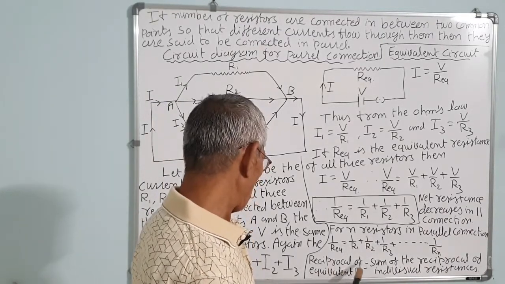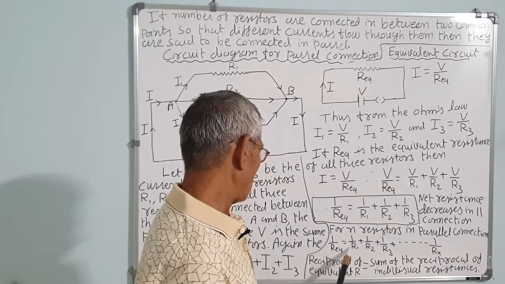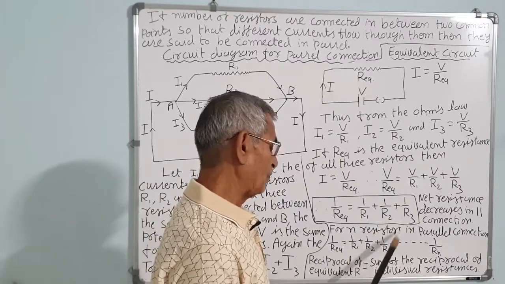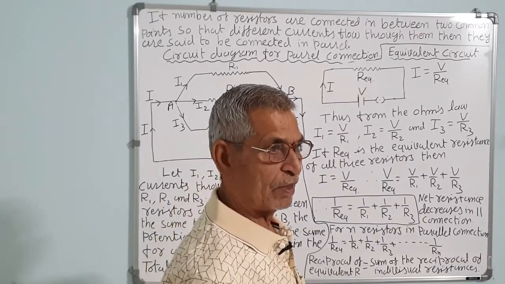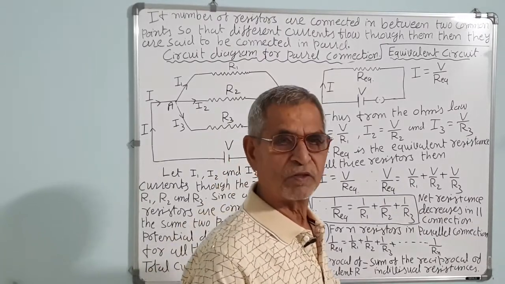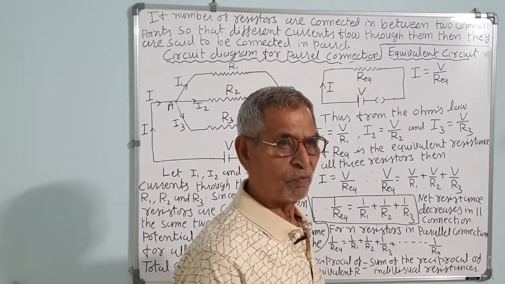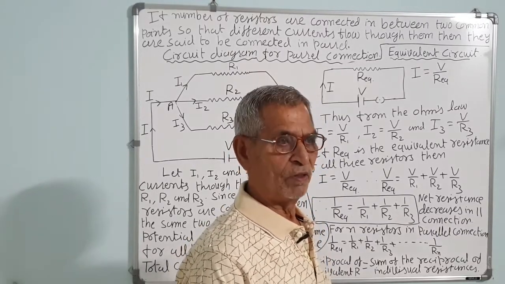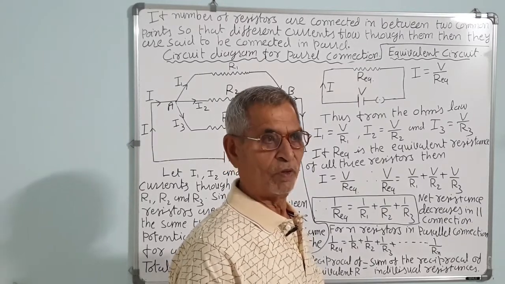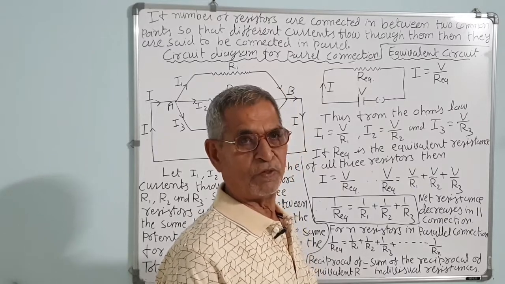Thus, the reciprocal of the equivalent resistance is equal to the sum of the reciprocals of the individual resistances. Now, sometimes in an electrical circuit we want more resistance or less resistance. Suppose you want a 4 ohm resistance and you haven't got one, you have got 2 resistors of 2 ohms each. So, how will you connect?